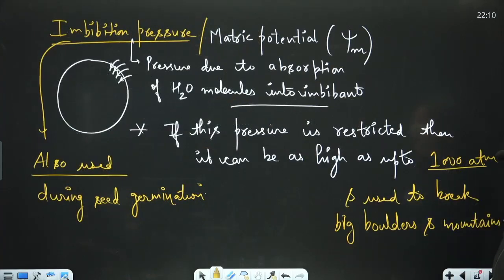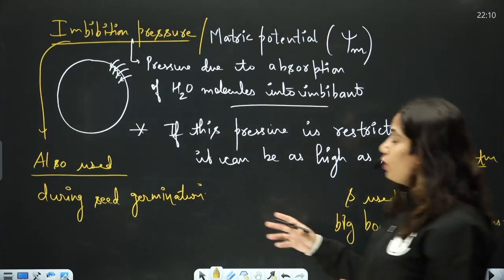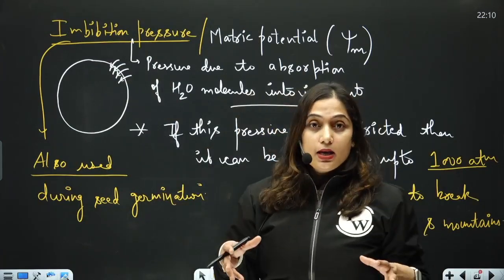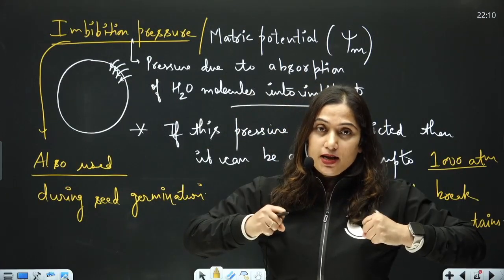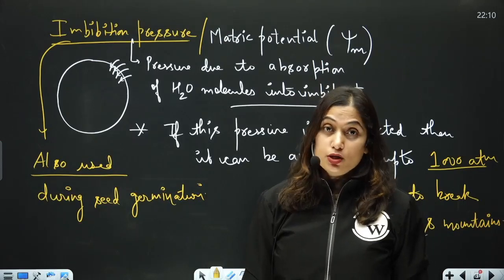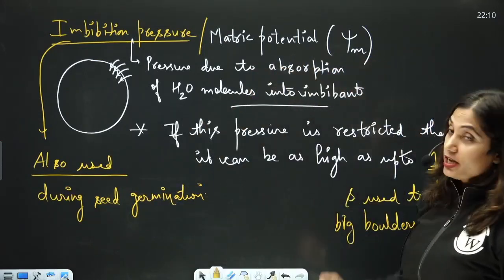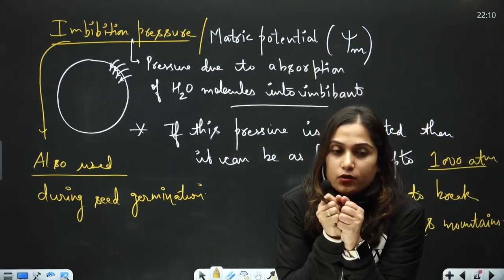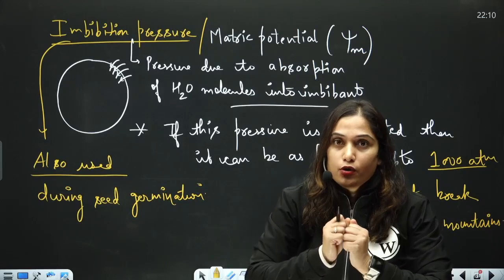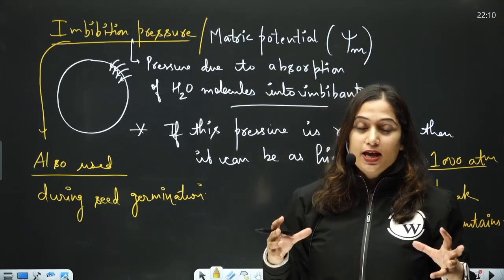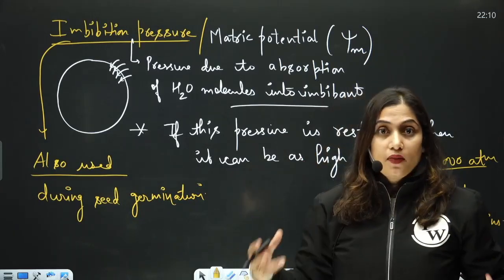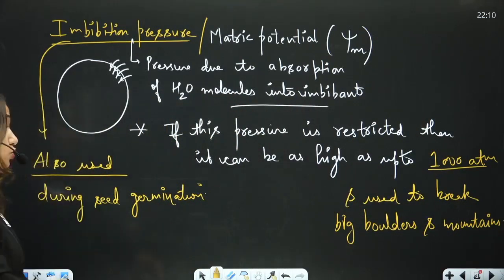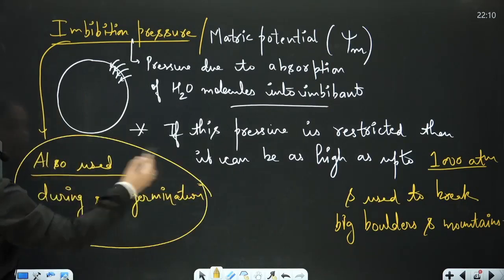Then imbibition pressure. When the water molecules get absorbed into the seed or wooden surface, they exert a pressure outside, and that is called the imbibition pressure or the matrix potential. If this pressure is restricted and you are not allowing it to escape, then this pressure can build up to 1000 atm, and this particular pressure, imbibition pressure, is used during seed germination.